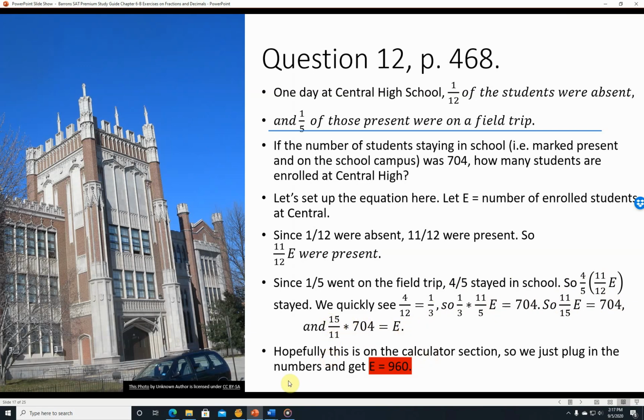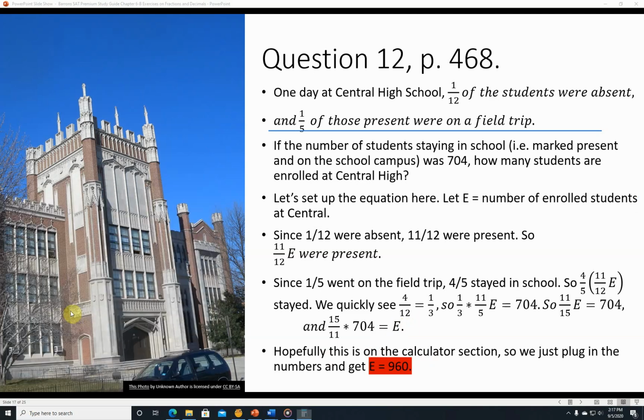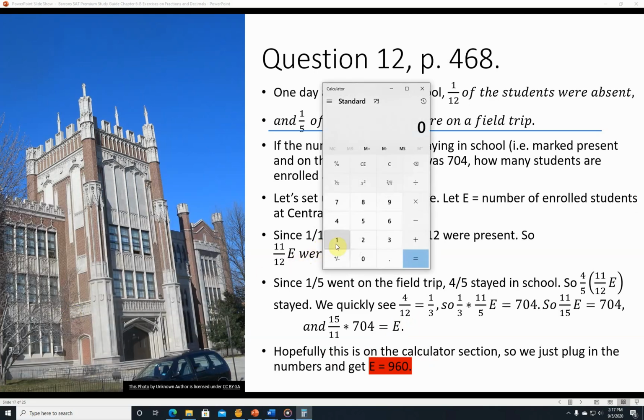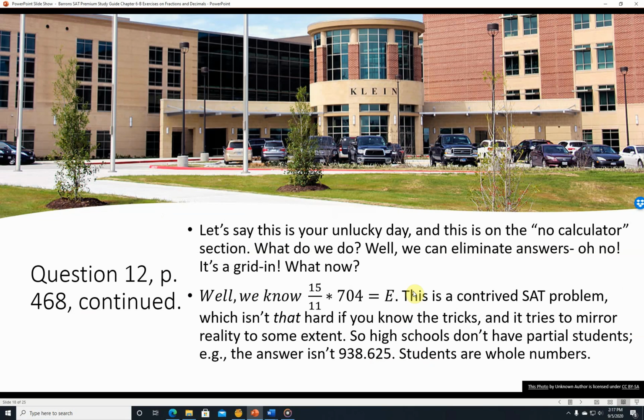So hopefully this is on the calculator section, so you can just plug in the numbers with the calculator and get something like this. You get 15/11, and you're going to multiply that times 704, and voila, you get 960, and you're done. Okay, but let's say they just do something really fiendish. It's your unlucky day, and this is on the no calculator section. What do we do? Well, we could eliminate answers. Oh, wait a minute, this is a grid question in the book, so what do we do now?